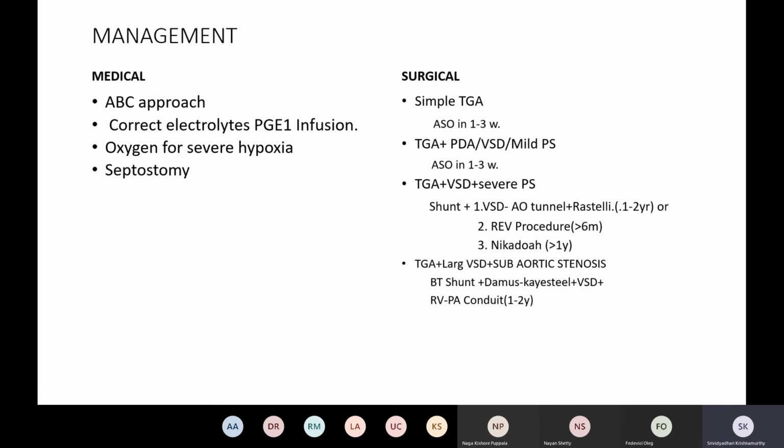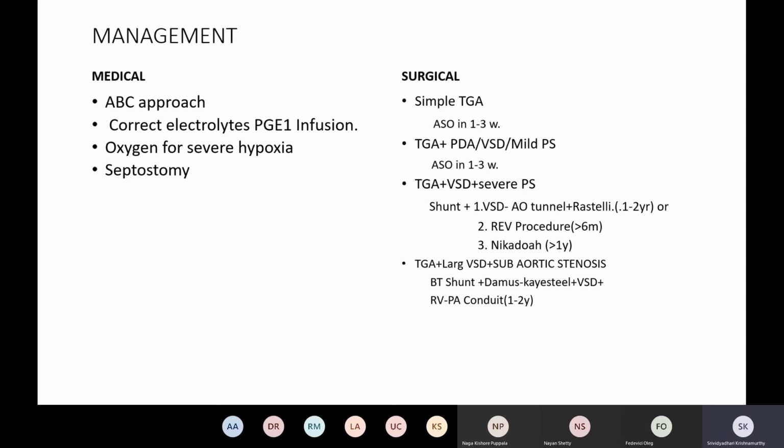So in a neonate with an intact ventricular septum with little mixing of blood at the atrial level, they present quite significantly cyanotic. You manage them with the ABC approach, then assess their acid-base status. So basically doing a capillary gas, looking for hypoglycemia, correcting all the electrolytes as well, and start them on a prostaglandin infusion to keep the patent ductus open, and move them over for an emergency palliative surgery that includes the septostomy to widen the atrial communication.